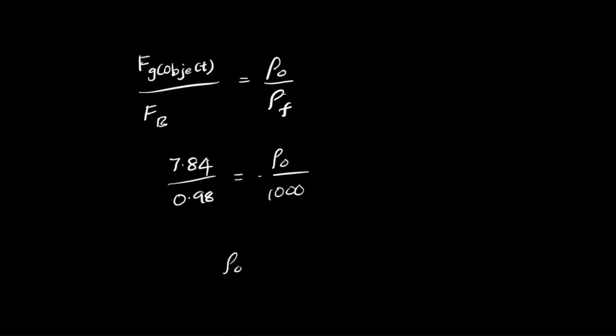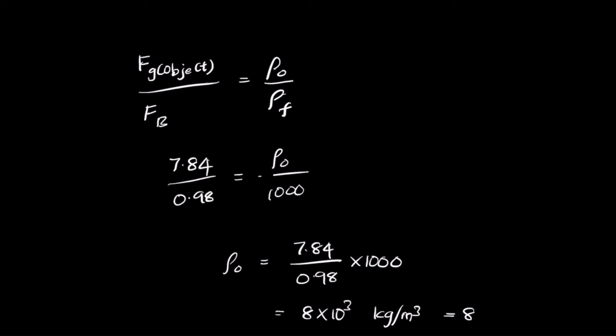So rho naught becomes 7.84 over 0.98 times 1000. So that value becomes 8 times 10 cube kg per meter cube, which is about 8000 kilogram per meter cube. So we found out that the density of the object is about 8000 kilogram per meter cube.